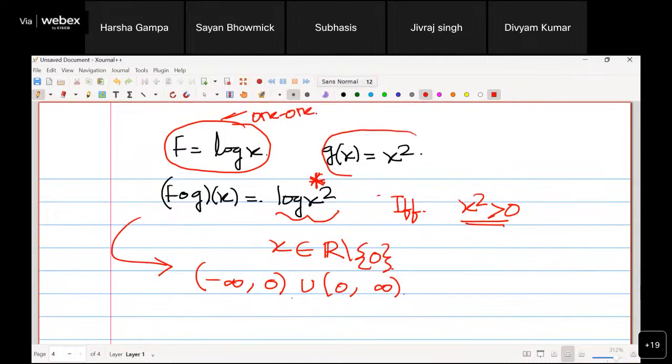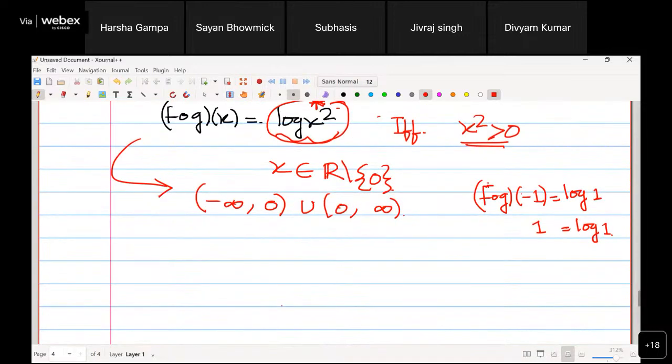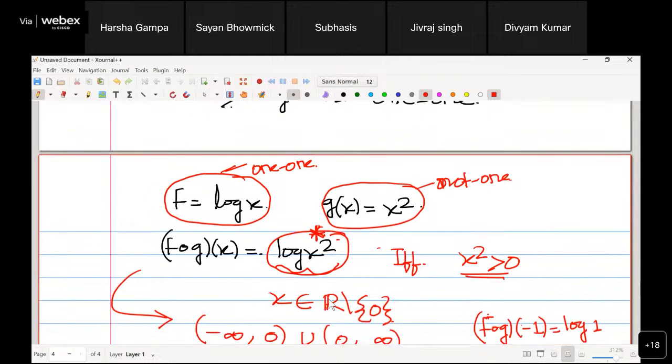And this x square is not 1 1, right? So if you compose, then this is also not 1 1, because if you take minus 1, this is log of 1, and if you take 1 also, you'll get log of 1. So you can't say that log of something will always be a 1 1 function. You have to check what is there in the place of this star.